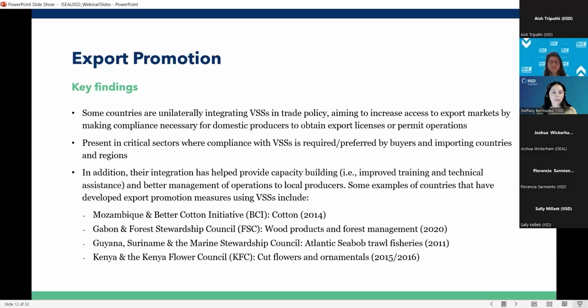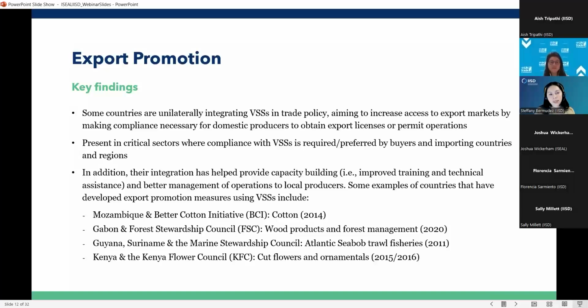And this resulted in the development of a national standard for cotton following the criteria and indicators of the BCI, and the provision of training and technical assistance for cotton farmers in the country. And another interesting example is the Kenyan flower sector, where cut flowers and ornamental producers and operators are required to comply with the Kenya Flower Council standard or with the public standard, the Kenya Standard 1758, to obtain export licenses. So this is an interesting example of benchmarking between public and private standards for export promotion.